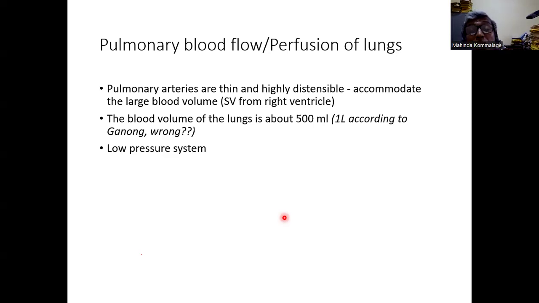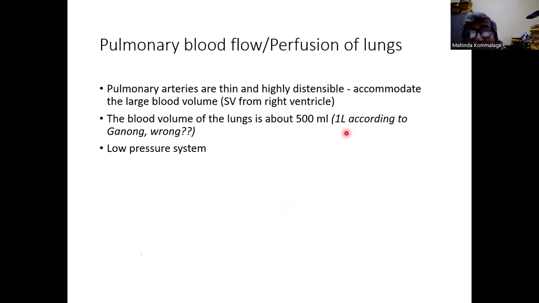Okay, right. Thank you. So about blood flow, I will describe a few things about the blood flow in the lungs. Pulmonary blood flow, we call pulmonary perfusion, right? As you probably remember, cardiac output is 5 liters, and the volume of blood that is retained in the lungs is about 500 milliliters.